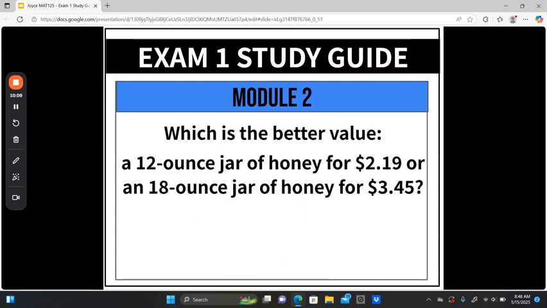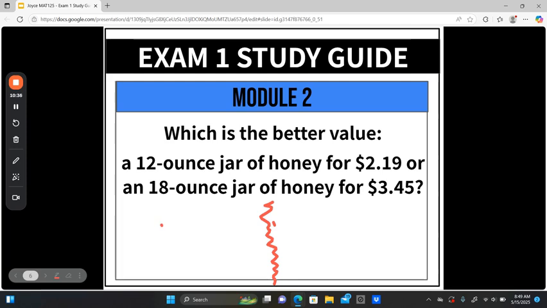Which is the better value? A 12-ounce jar of honey for $2.19 or an 18-ounce jar of honey for $3.45. Okay, let's have a little face off here. All right, let's start with the 12-ounce jar. So we're going to do the cost per ounce.